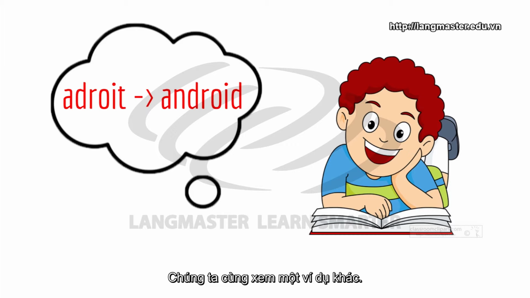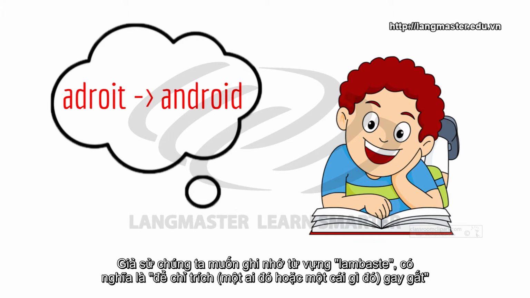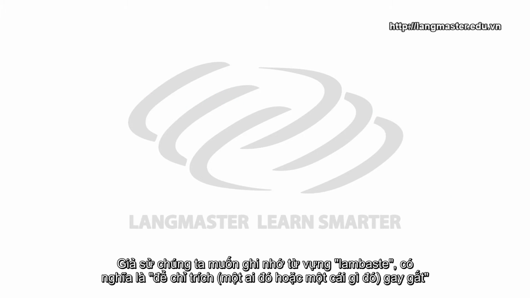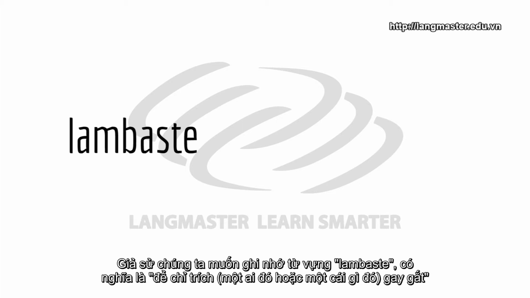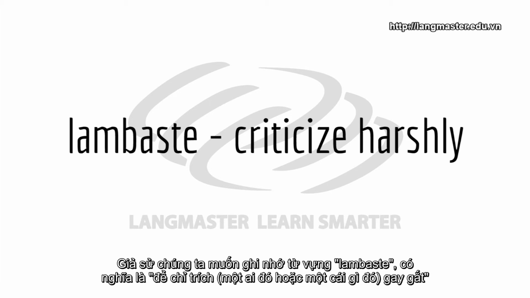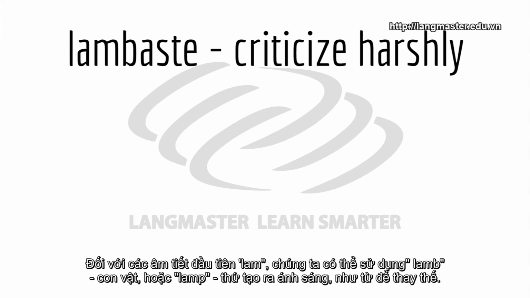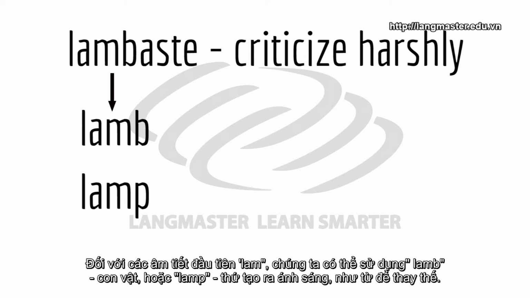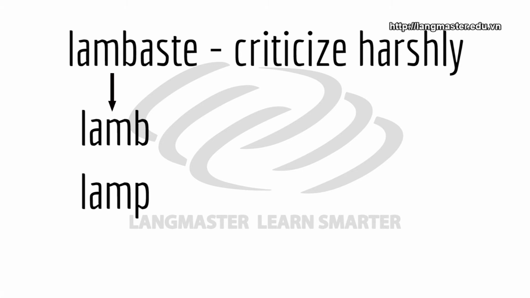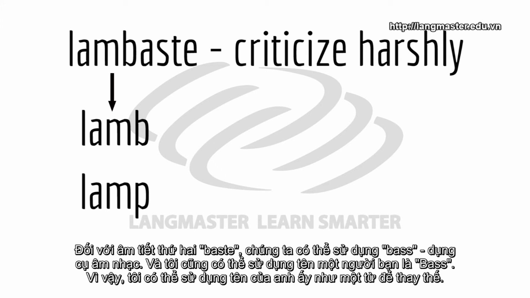Let's take a look at one more example. Suppose we want to memorize the word lambaste, which means to criticize someone or something harshly. For the first syllable, lamb, we can use lamb, the animal, or lamp, the thing that generates light, as the substitute word. For the second syllable, based, we can use bass, the musical instrument.